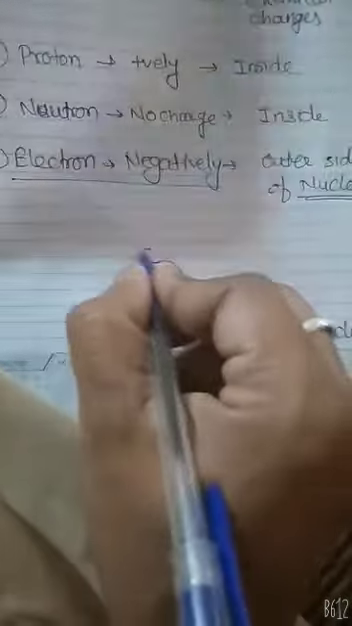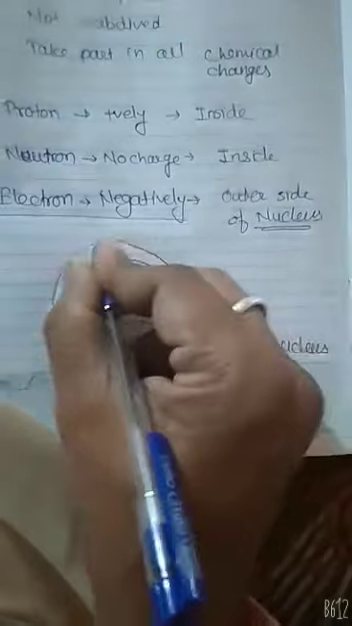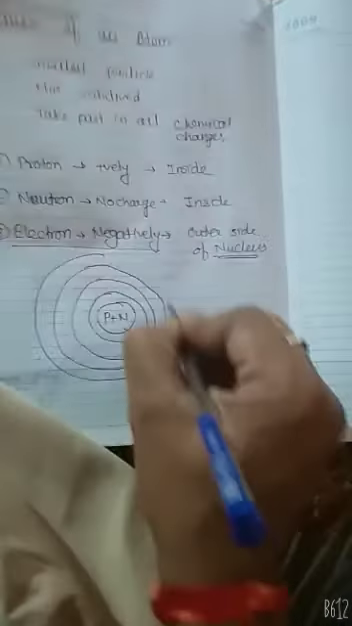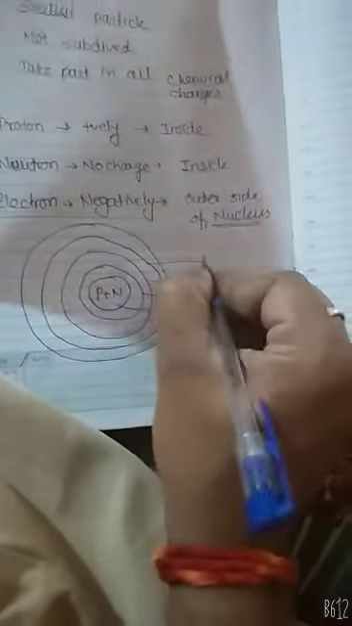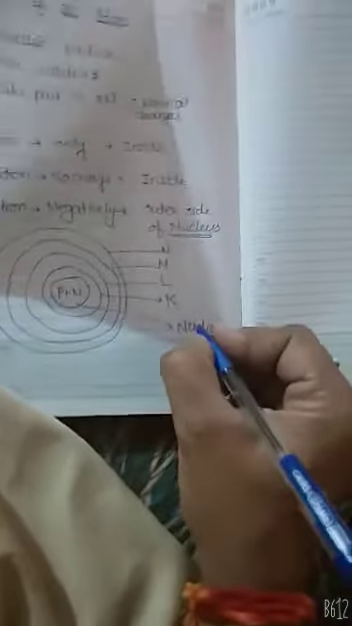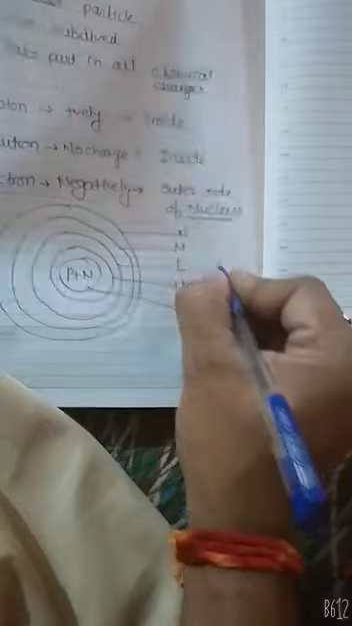So this is represented like this. This is the first shell, second shell, third shell and fourth shell. The first is represented by the letter K, the second one L, third one M, fourth one N. The K, L, M and N are the main shells, represented by these letters, and their numbers are 1, 2, 3 and 4.